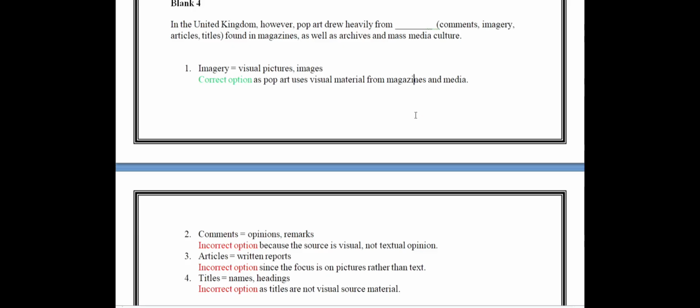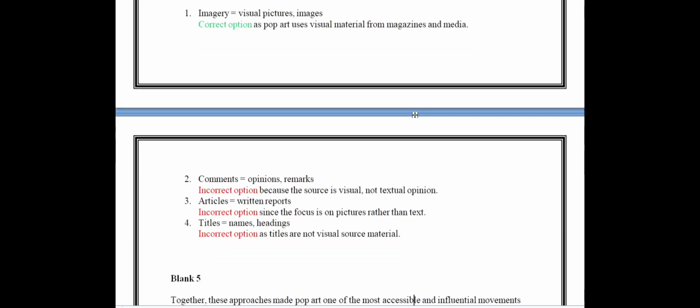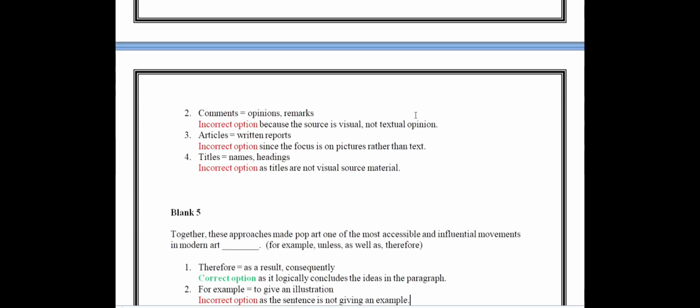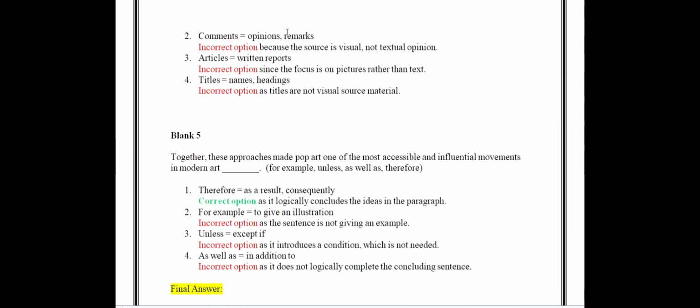Comments, which means opinions and remarks, is an incorrect option because the source is visual, not textual. Articles are written reports, again an incorrect option because the focus is on the pictures rather than the text. Titles are names and headings, again incorrect as titles are not visual source materials.